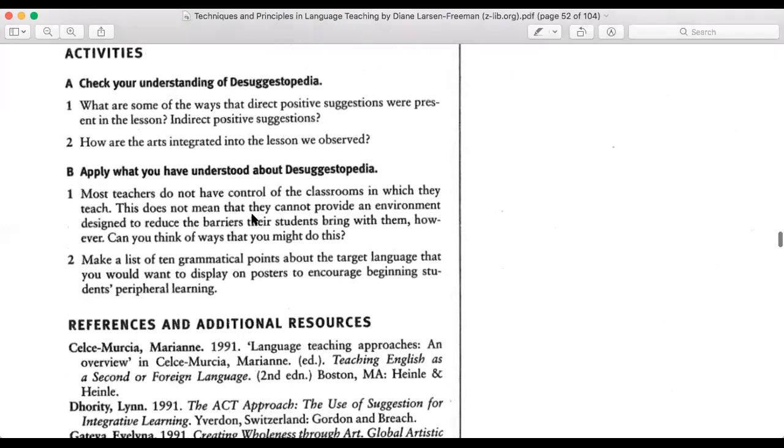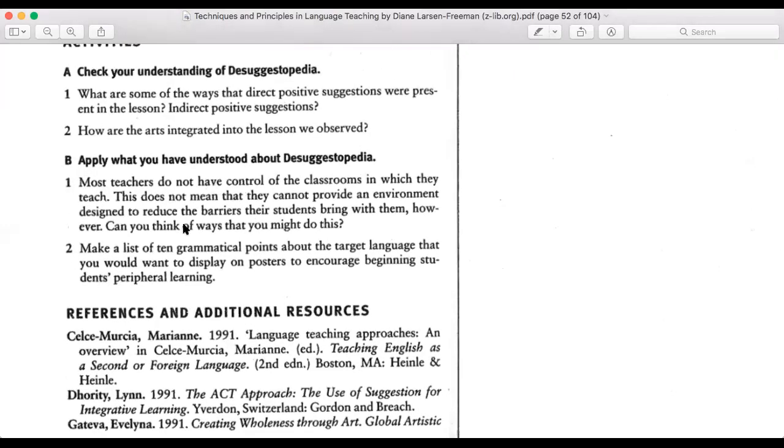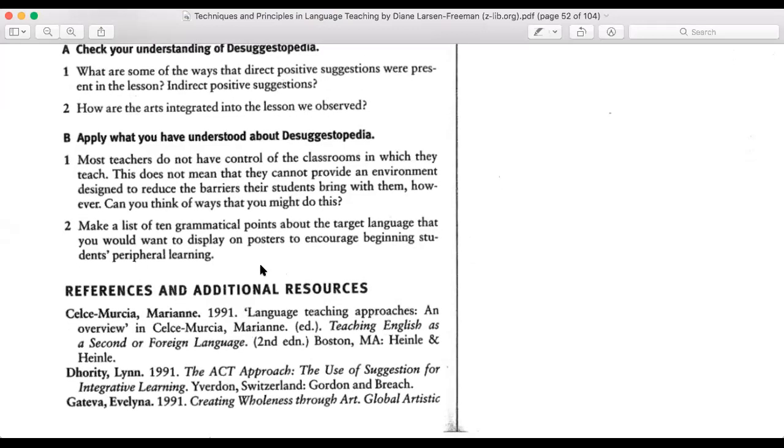But what I would really like you to do right now is, can you just make a list of not many grammatical points, just 3 grammatical points about the target language that you would want to display on posters to encourage beginner students toward peripheral learning. So imagine yourself as a teacher in a class where you have to teach through Suggestopedia. So what would you use for peripheral learning?